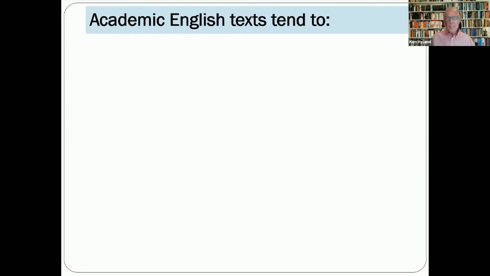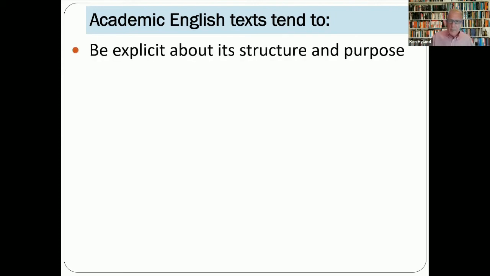Research suggests, for example, that academic English, compared with many languages, tends to be more explicit about its structure and its purpose. So it's constantly previewing and reviewing. We tell our students to say what you're going to say, and then say what you've said. And this drives Chinese students so crazy.